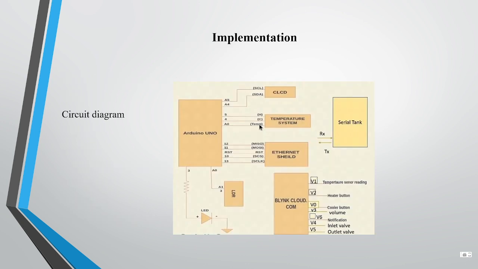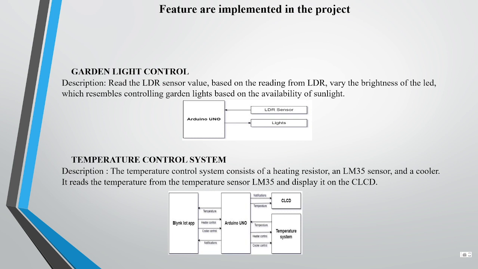This is the circuit diagram of the home automation system. Features implemented in the project: the garden light control has been implemented, which reads the LDR sensor value and, based on the reading from the LDR, varies the brightness of the LED, resembling controlling garden lights based on the availability of sunlight. This is the block diagram, and next we'll go to the temperature control system.